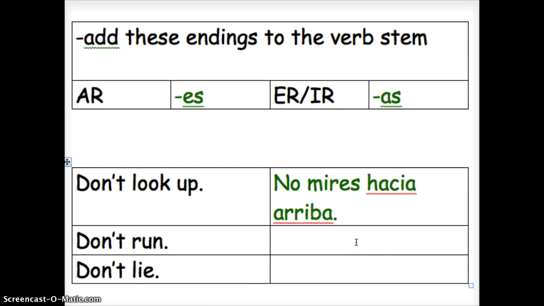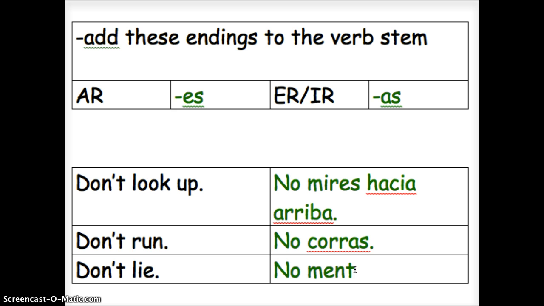Don't run. So we'll start out with our no. Correr is to run. The yo form is corro. Take off the O. It's an ER verb, so add as. No corras. Because if you would normally say you run, you're running, it would be corres. But now it's opposite endings.